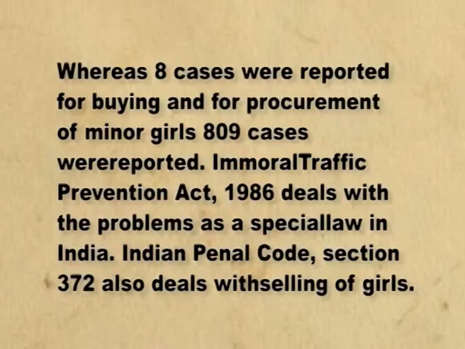Selling of girls reported 108 cases during the year 2012, whereas 8 cases were reported for buying, and for procurement of minor girls, 809 cases were reported. The Immoral Traffic Prevention Act of 1986 deals with these problems as a special law in India. Indian Penal Code Section 372 also deals with selling of girls.